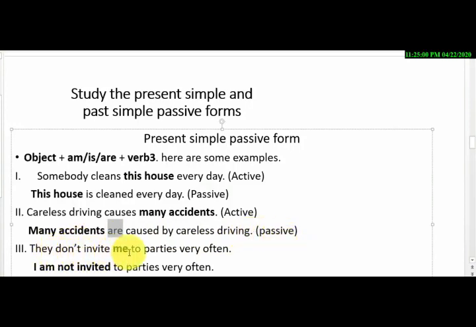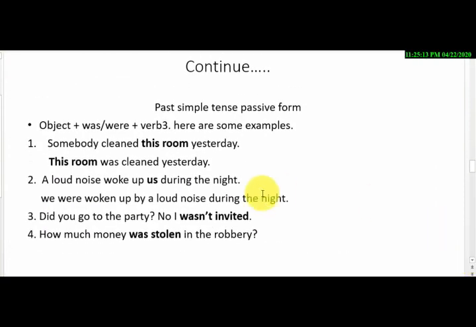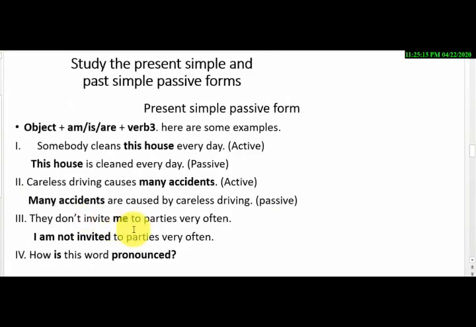They don't invite me to the parties very often. To make it passive, can you see the object of this sentence? The object is me, and it will be the new subject. When making passive, I take the object to the front, then I takes am. I am not invited. I am not invited to parties very often.